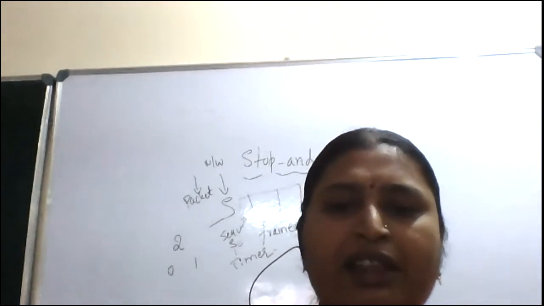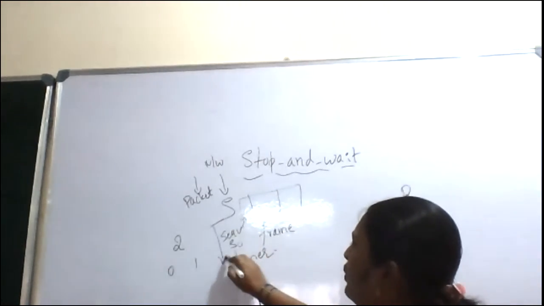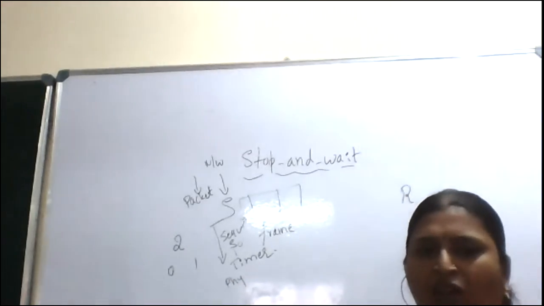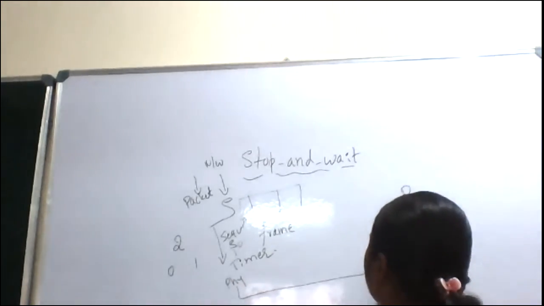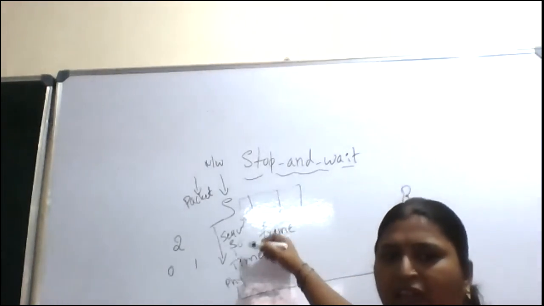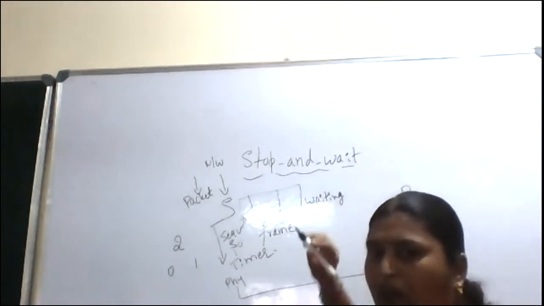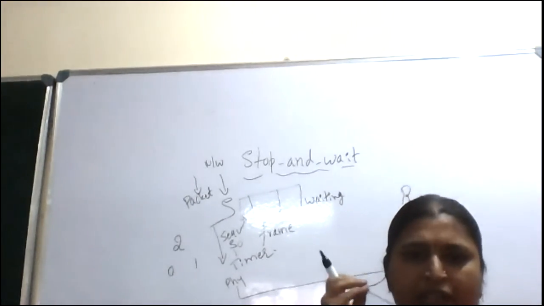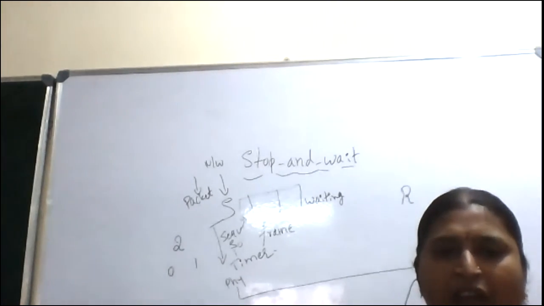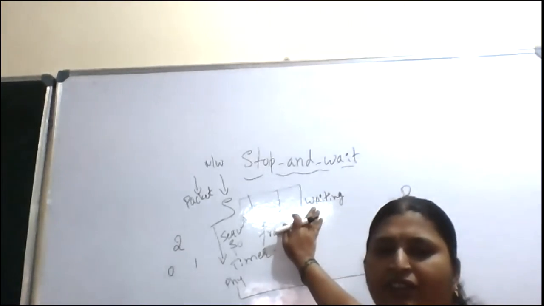And after the timer is set, it hands over this particular frame to the lower layer, which is called the physical layer. From there it will be put onto the communication channel, and once it hands over the frame to the physical layer, it goes into the waiting state until it gets some response. Until some action takes place, it is not going to respond. Until some activity happens, the process in this layer will be in the waiting state.